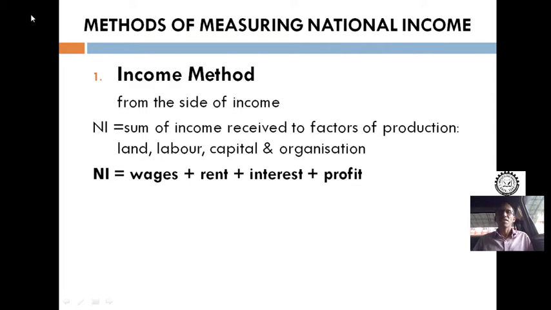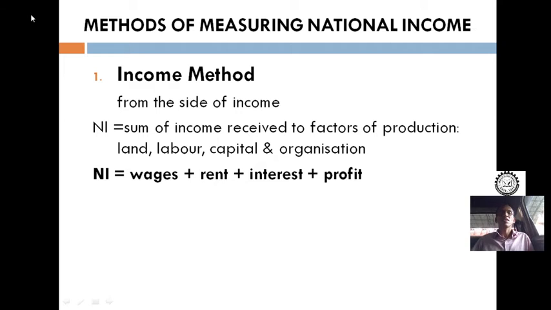As we know, national income refers to the money value of all final goods and services produced in a country during a year. It is the sum of income generated in a country during a year. It is also defined as the sum of the expenditures made in a country during a year. Thus, there are three methods.